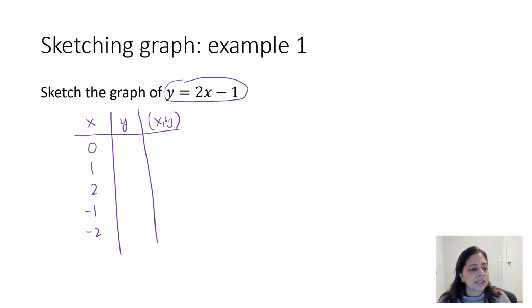So what is y when x equals to 0? So y is 2 times 0 minus 1. So 0 minus 1, which is minus 1. So that's how you get the y values. So x values were independently, arbitrarily chosen, but y values are controlled by the equation given to you. So you compute that from that equation.